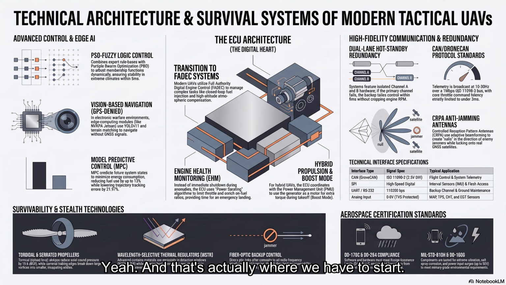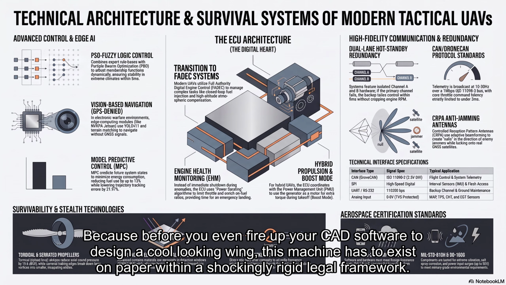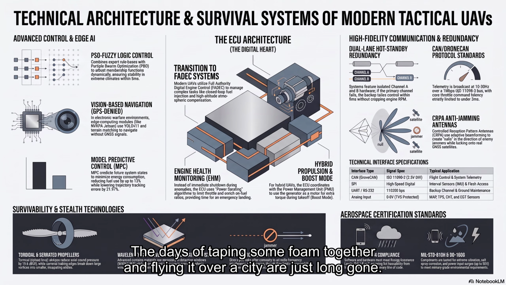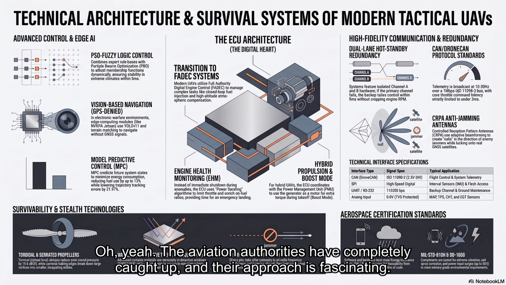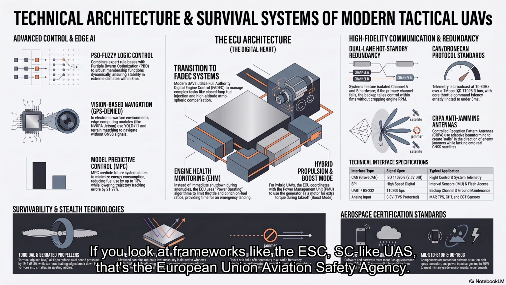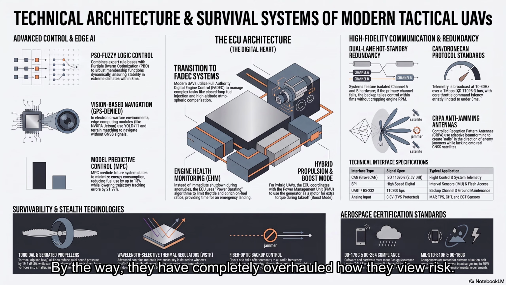Which is intense. And that's actually where we have to start, because before you even fire up your CAD software to design a cool-looking wing, this machine has to exist on paper within a shockingly rigid legal framework. Like, the days of taping some foam together and flying it over a city are long gone. Oh, yeah. The aviation authorities have completely caught up, and their approach is fascinating. If you look at frameworks like the SC-Light UAS, that's the European Union Aviation Safety Agency. By the way, they have completely overhauled how they view risk.